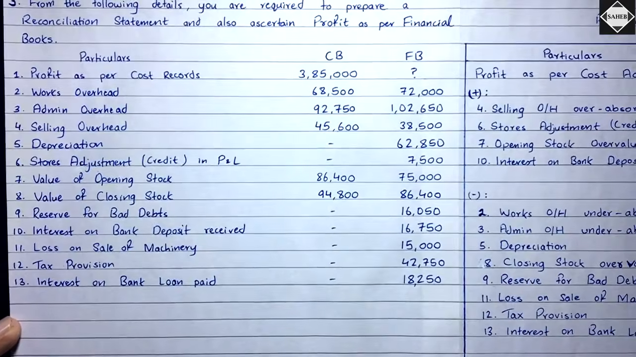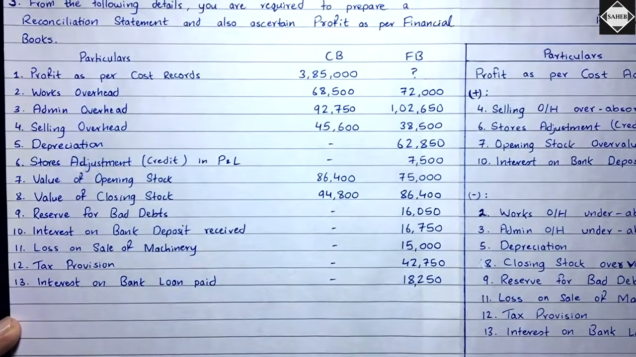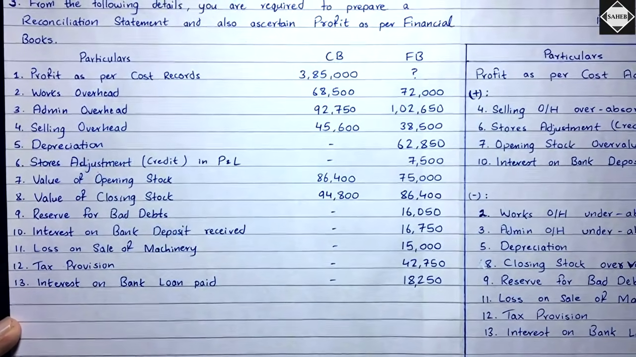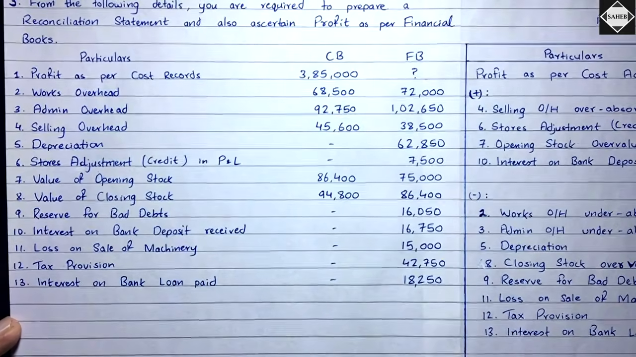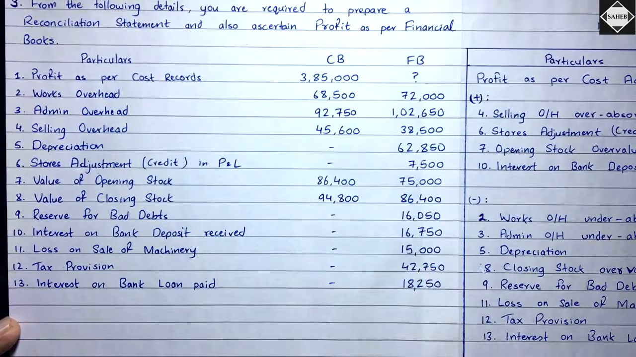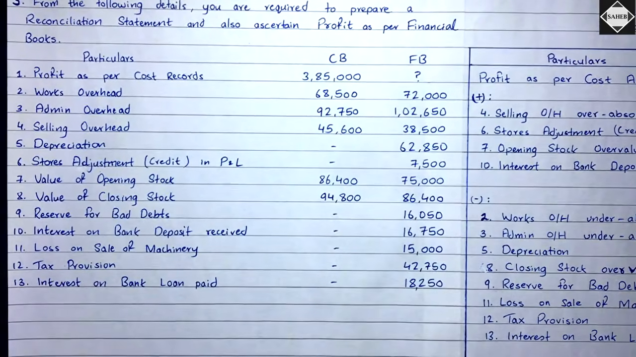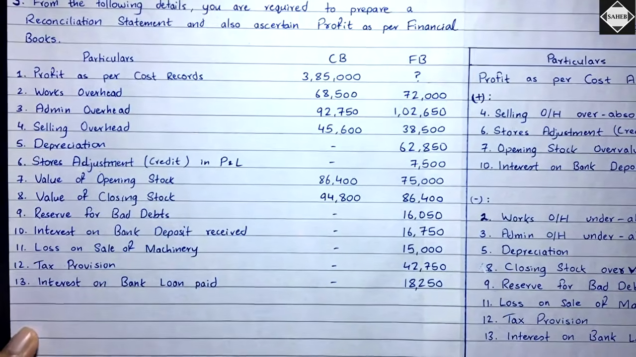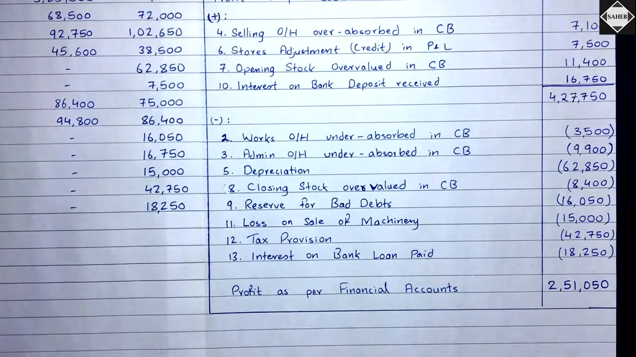Is that okay? So these are the 4 different things we understood over here, and the rest was the same. This is a two columnar question. We have costing books and financial books. We have to compare and see the difference of each item. So that's it for this video. I hope you understood this.